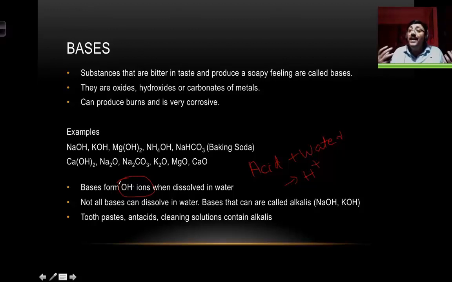Now, not all bases can dissolve in water. It's not necessary that all the bases can dissolve in water. There are certain bases which can dissolve in water, and those are the alkalis. So the bases which can dissolve in water are alkalis, like sodium hydroxide, potassium hydroxide. All these are examples of alkalis. If you go outside and say alkali, that's a base which can be dissolved in water. That's basically the meaning of alkali, right? Those bases which cannot dissolve in water are not alkalis, right?